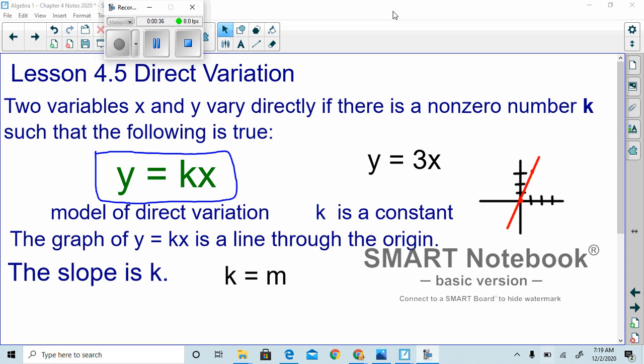Now, y is equal to kx is the model of direct variation, where k represents a constant. The graph of y is equal to kx is a line that's going to pass right through the origin, and the slope of this line is this constant k.